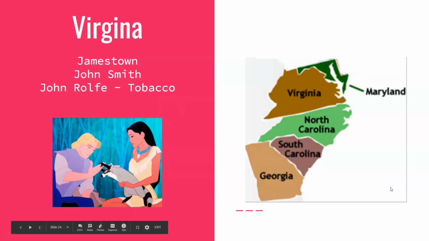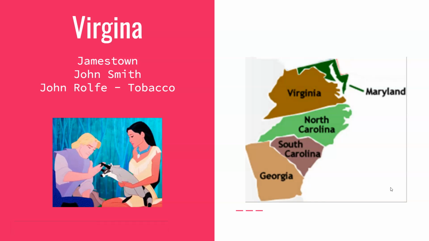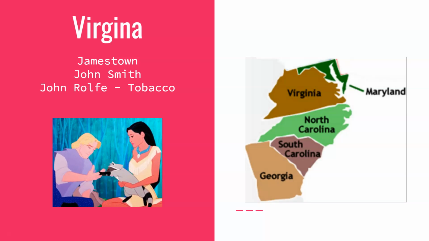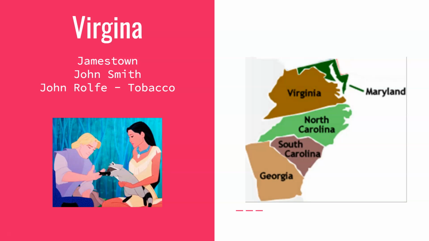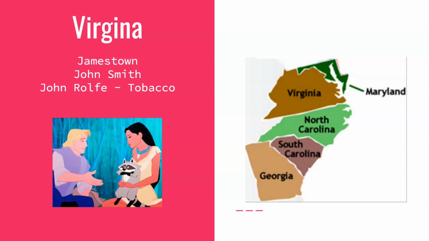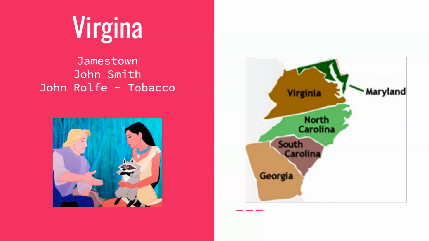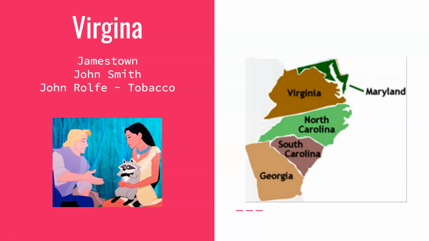Okay, moving on. Virginia is a review, so we're going to review this quick. Virginia, Jamestown, John Smith. The guy who marries Pocahontas and brings tobacco to its ailing economy, John Rolfe. Okay, enough said. All right, moving on.